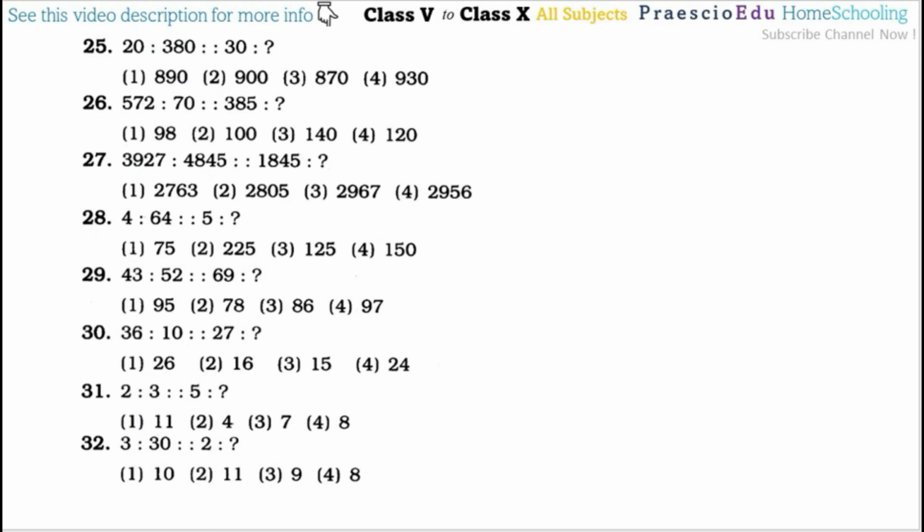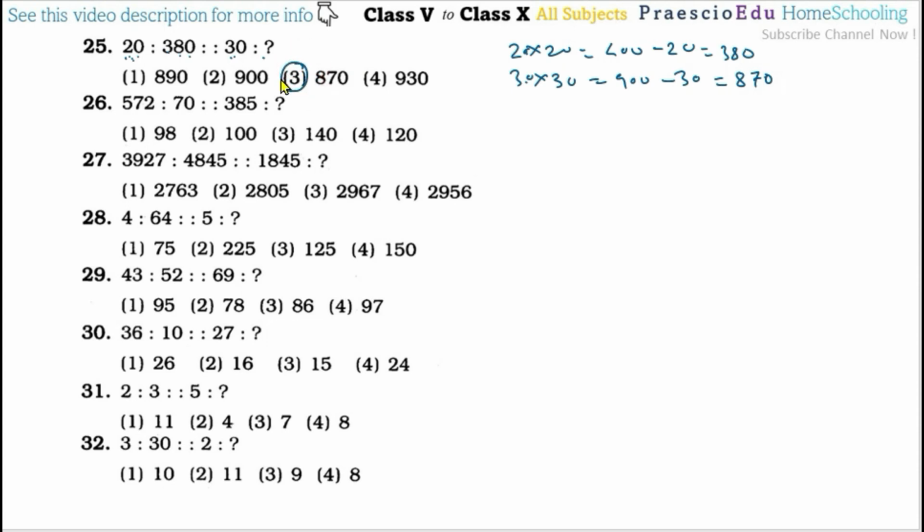Then question number 25. So 20, 380, 30, and then question mark. So 20 multiplied by this same number and we have to subtract this same number, means 20 multiplied by 20, so that is 400, and then subtraction of this same number, means 20, so this is 380. Likewise 30 multiplied by this same number means 30, so that is 900, and subtraction with this same number means subtraction with 30, so that is 870, and this is given in option number 3.